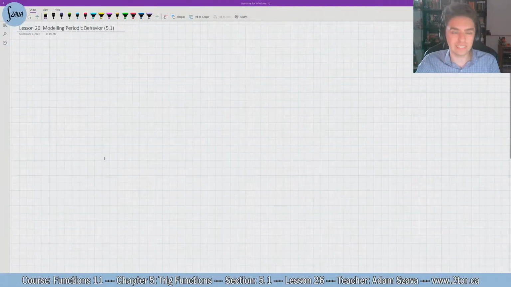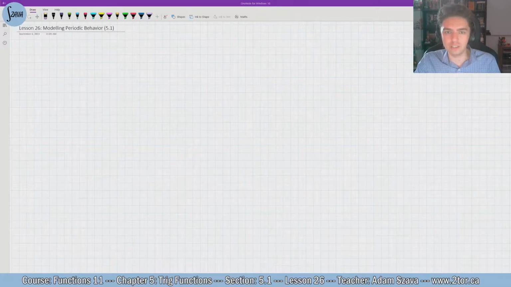Welcome to lesson 26 in the second teacher program's course on Grade 11 Functions. Here we're looking at similar content to section 5.1 from the textbook, which is modeling periodic behavior. As you can see, we're beginning our study of periodic functions. Okay, this is chapter 5, trig functions.